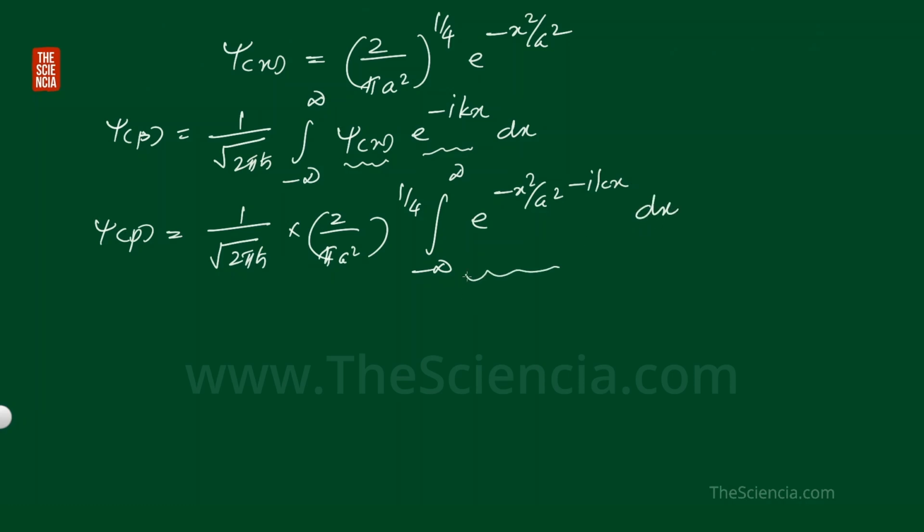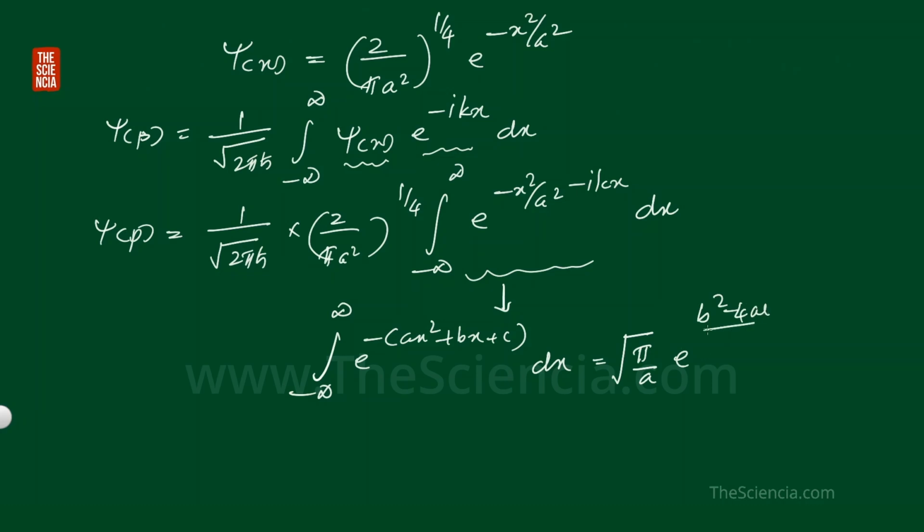Again, we are familiar with this integral. Here we know the value of this integral. What is it? That is integral minus infinity to infinity e raised to minus ax square plus bx plus c. If some integral is in this form, then its result will be root pi by a e raised to (b square minus 4ac) by 4a. So we can use this equation here, and here we know what is a. Here a is equal to 1 by a square, and what is b? B is ik. Okay, so by substituting these values in this equation, we can find out the solution of this integral, right?